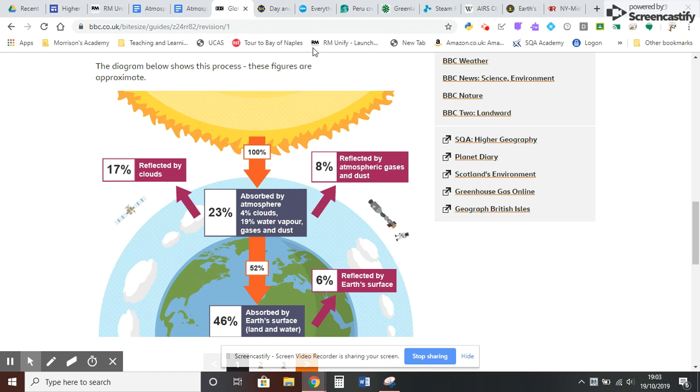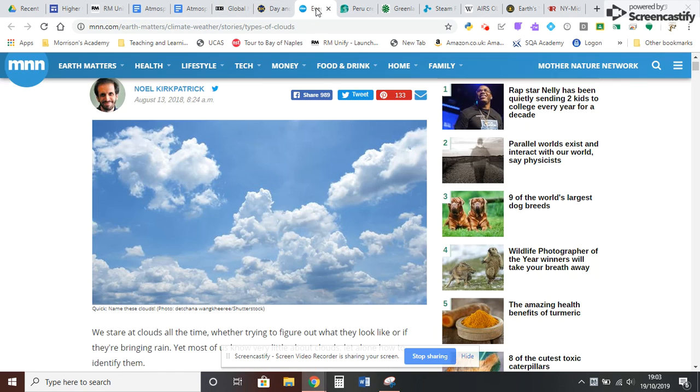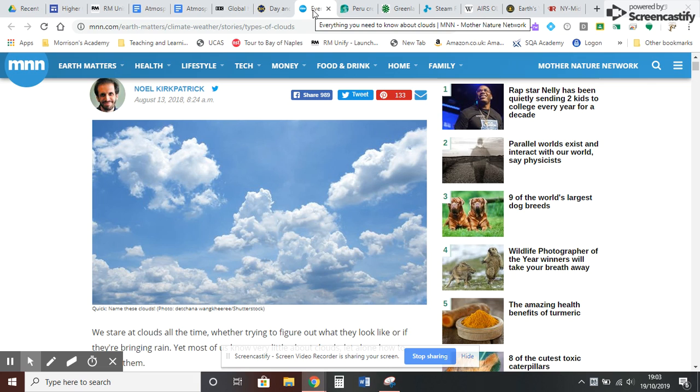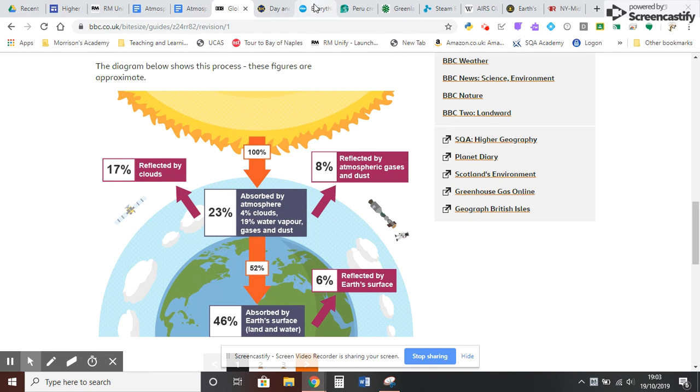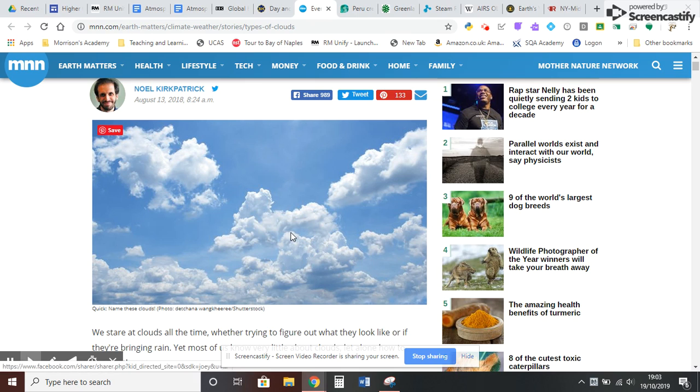Now, if we just drill a little bit deeper into what this idea of the albedo effect is. Well, the first thing is to talk about the reflectivity of different surfaces. And if we think about our diagram and how much is being reflected by clouds, we had 17% reflected by clouds. Clouds are made up of water vapor, and therefore they have quite a high level of reflectivity. They're light, most of them in color, and therefore light hitting these clouds, a lot of it's being reflected straight back into space. Approximately 17% according to the diagram.